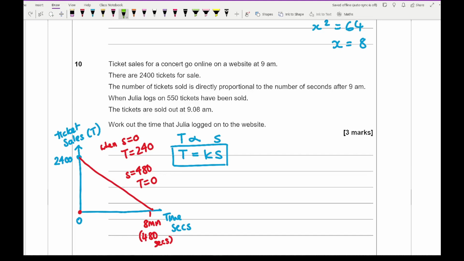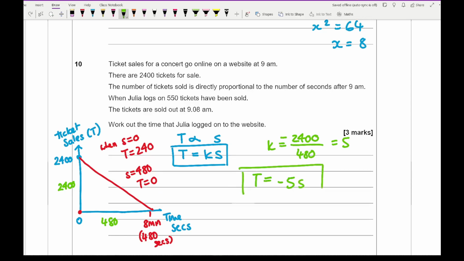So from this, what we can then do is work out what K is. Now K is also the gradient of this red line. So again, to work out the gradient using the graph, I've got 2,400 as the height and 480 as the base. So that means that K is going to be 2,400 divided by 480, which gives me an answer of 5. So that means that the formula is going to be T equals minus 5S, because the gradient is going down. So here is our formula.